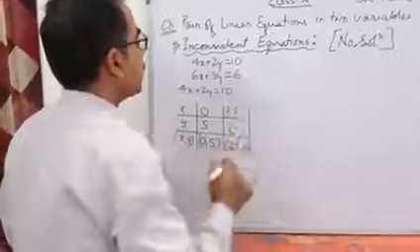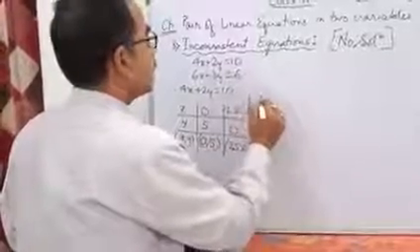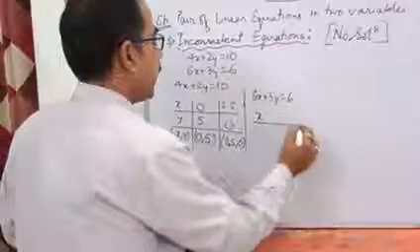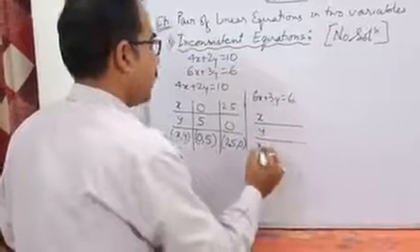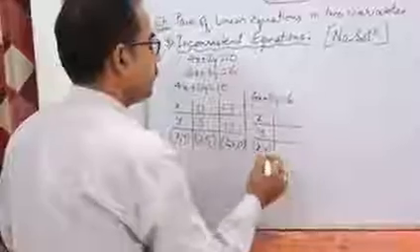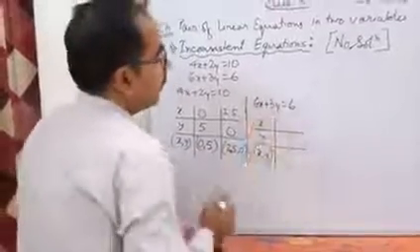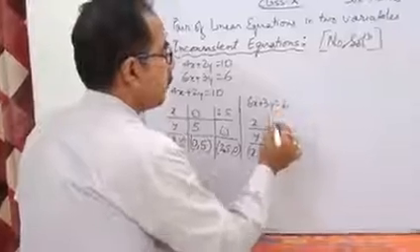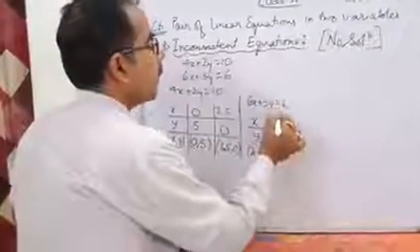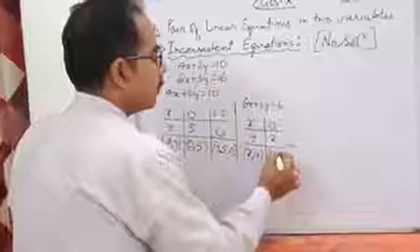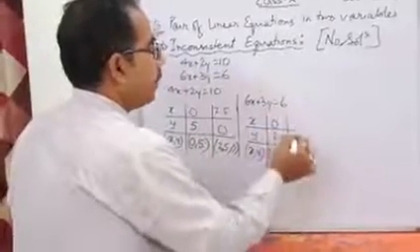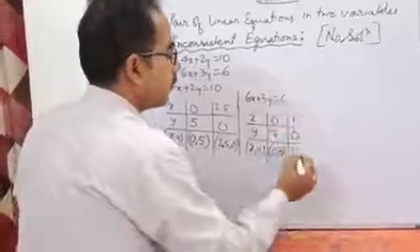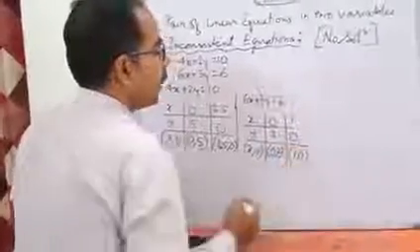Now for the second equation, 6x plus 3y equal to 6, here also let us find the points (x, y). Suppose if x equal to 0, then y will be 6 by 3, that means 2. And if I take y equal to 0, x will be 6 by 6, that is 1. That is (1, 0). I hope it is clear, students.